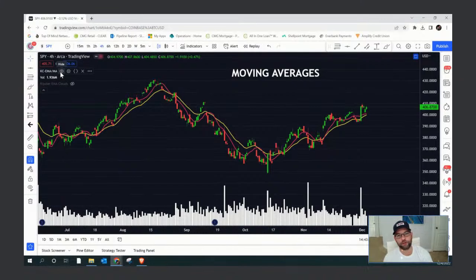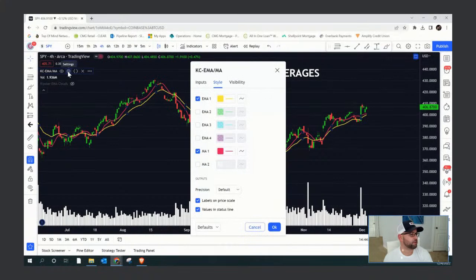But I want to start off really simple. In this strategy here, I've just got this yellow line. That's an EMA. An EMA is an exponential moving average, and an MA is a simple moving average. An exponential moving average has a heavier weight on more recent price action, and what that means is it's more reactionary.